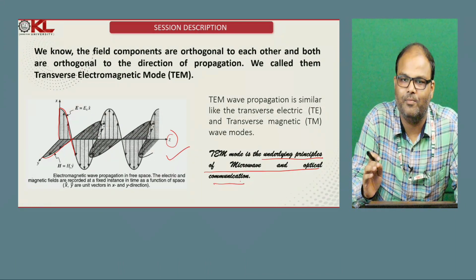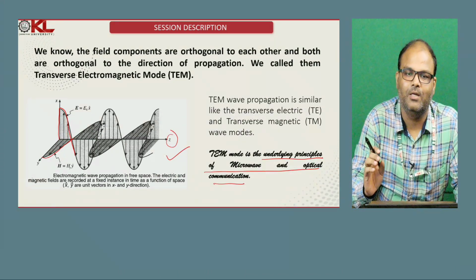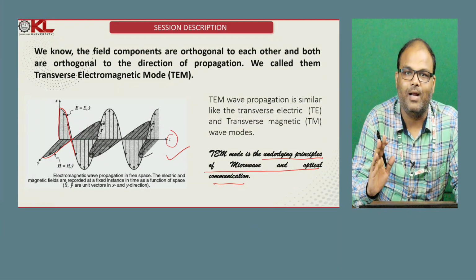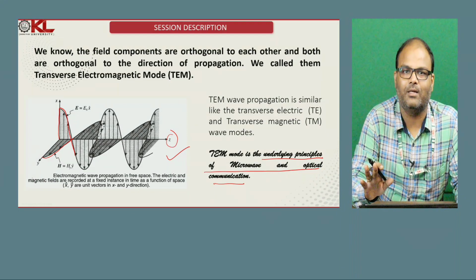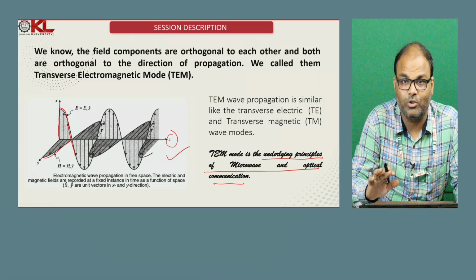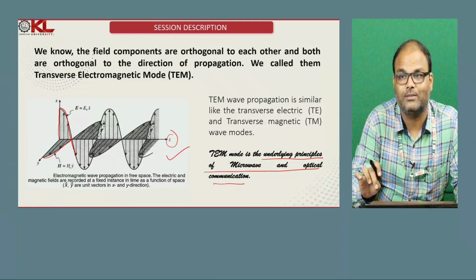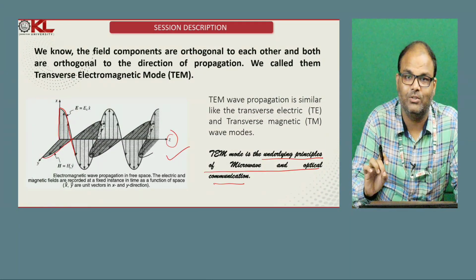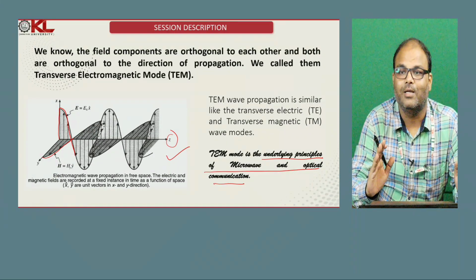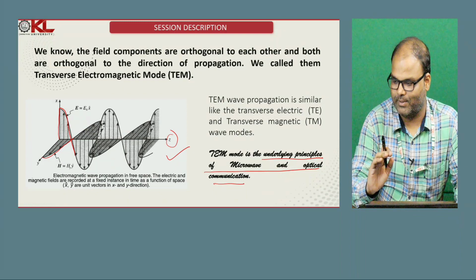Always, when we are thinking about microwave and optical communication, we are thinking about the TEM wave. And what is a TEM wave? Here the field components are orthogonal to each other and both are orthogonal to the direction of propagation. Then this is known as TEM. What are both? Both are the electric field and magnetic field.